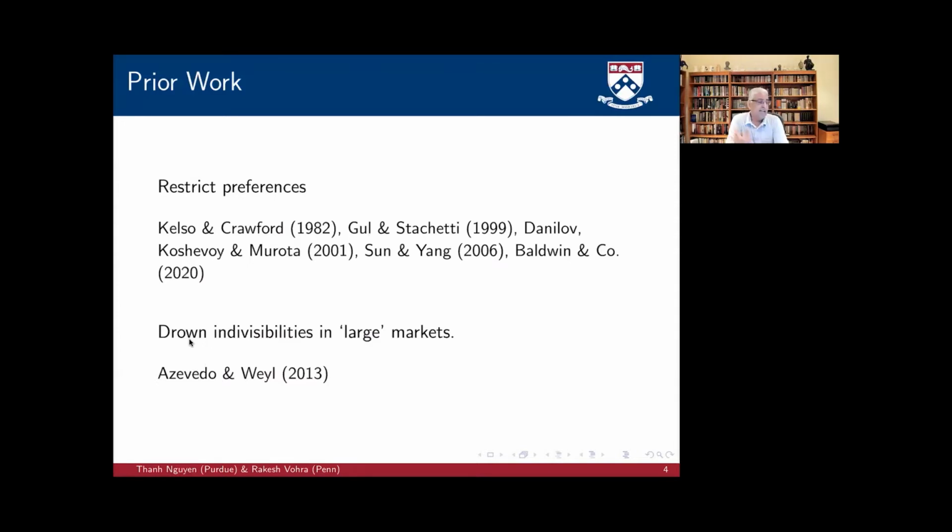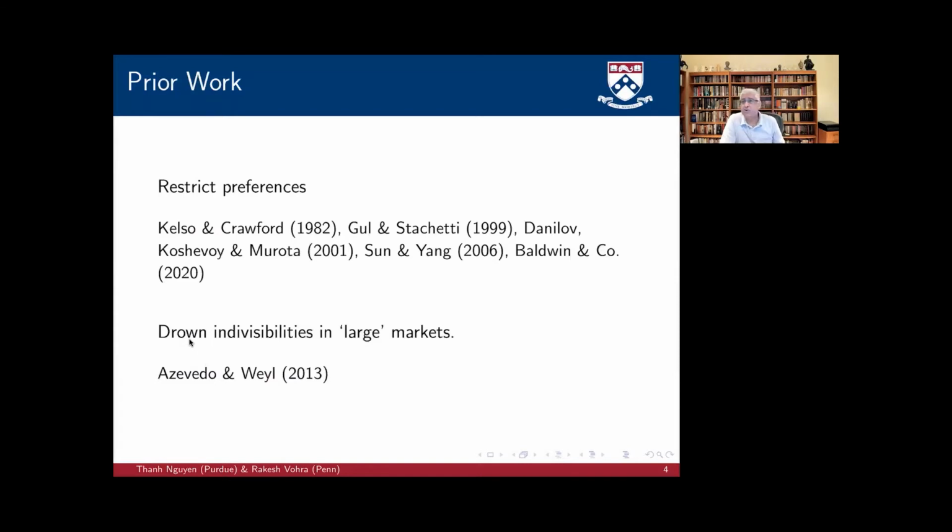If you think about some of the applications I mentioned, in particular the course allocation one, agents are interested in consuming bundles of goods, which is a collection of courses, and there could be complementarities between these courses. And so therefore, these preference restrictions are not particularly helpful in those settings.